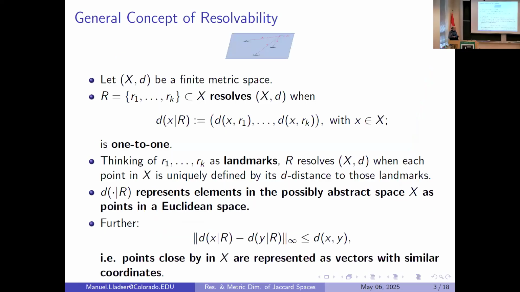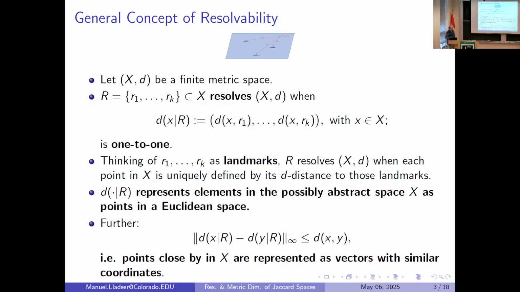So in the abstract, we're gonna be given a metric space (X, d), and we're gonna say that a subset of points R resolves that metric space if this transformation that maps every point in the space to its distance to every point in the set R is one-to-one. So one can think of R1 up to Rk as landmarks, just as in the case of the Euclidean plane. And if those landmarks uniquely tell me my position in the space or my identity in the space, I will say that R resolves that space.